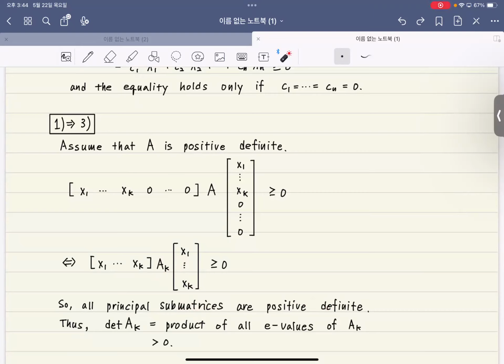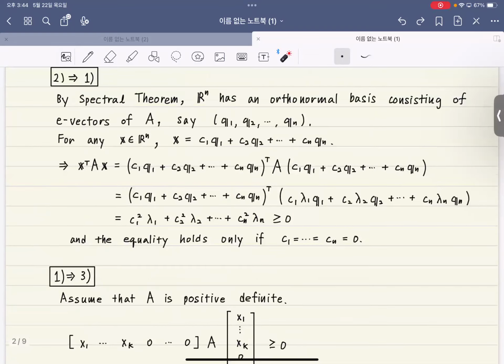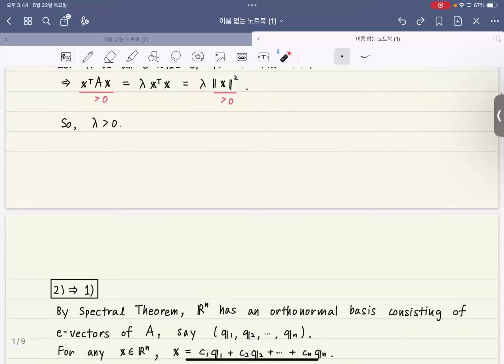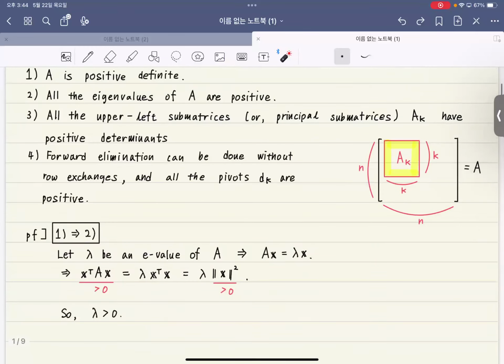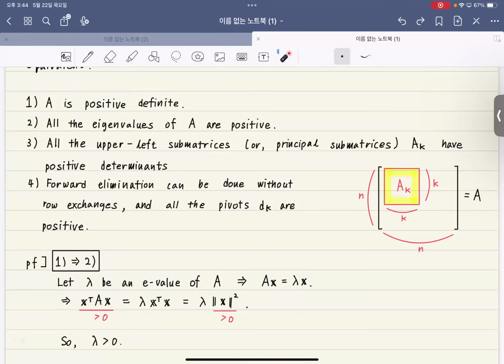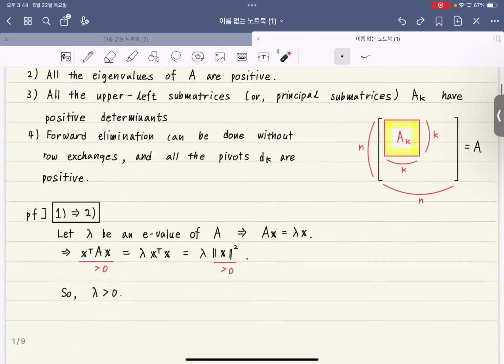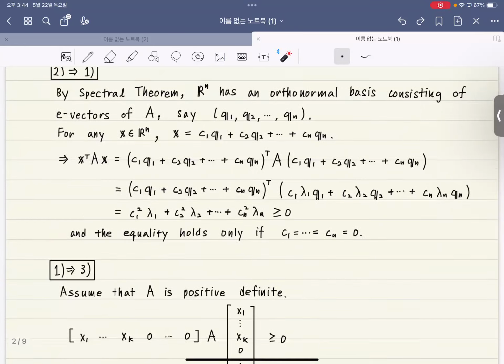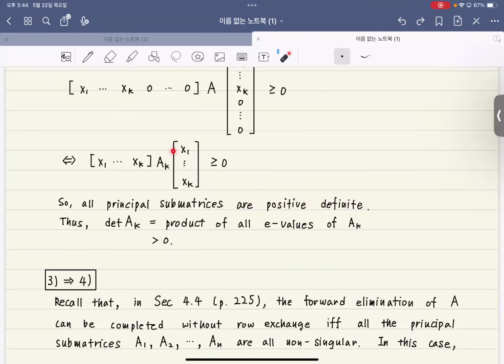Okay, so A1 to AN, they are all positive definite matrices. And now let me go back to our previous proof. We have proved that a matrix is positive definite if and only if its eigenvalues are all positive, right? So the eigenvalues of each of these principal submatrices must also all be positive, right?